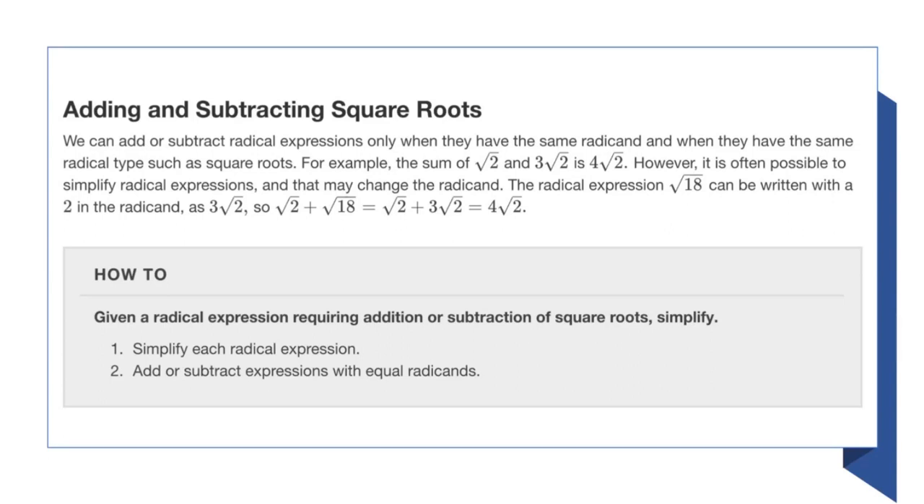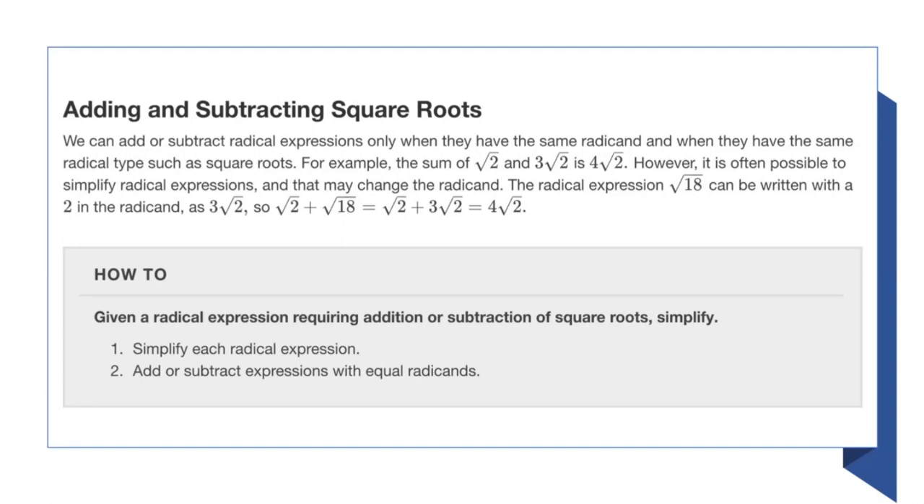However, it's often possible to simplify radical expressions, and that may change the radicand. The radical expression square root of 18 can be written with a 2 in the radicand as 3 times the square root of 2. So the square root of 2 plus the square root of 18 can be rewritten as the square root of 2 plus 3 times the square root of 2 to give us 4 times the square root of 2. So given a radical expression requiring addition and subtraction of roots, we simplify each radical expression and then add or subtract expressions with equal radicals.